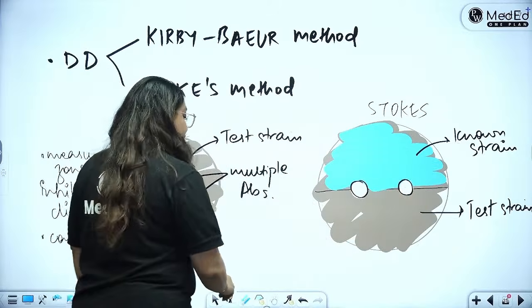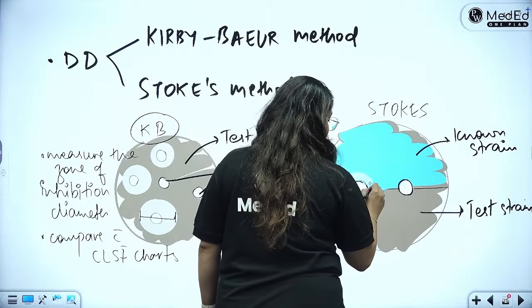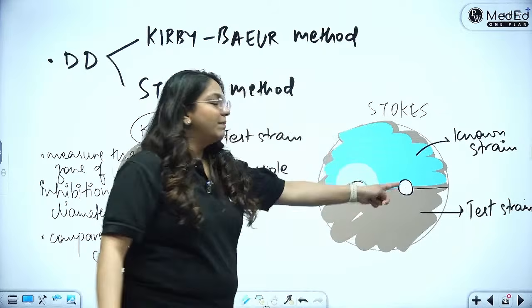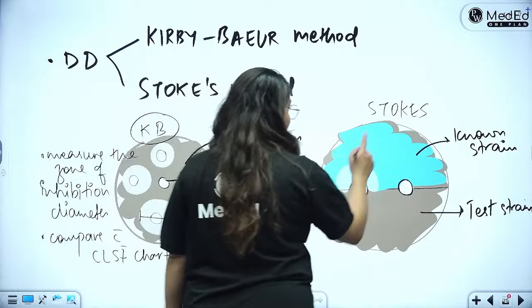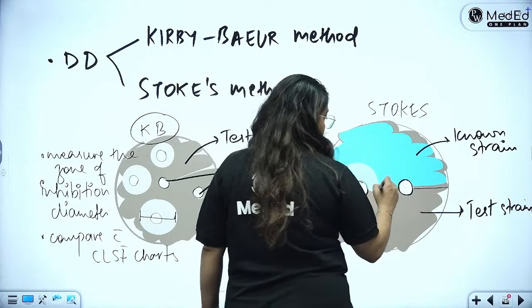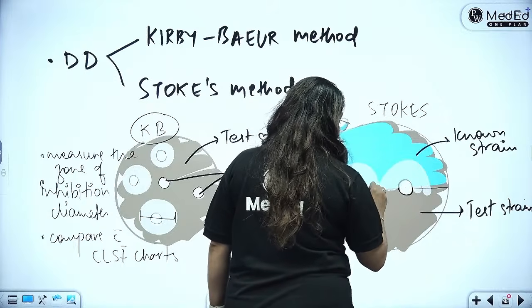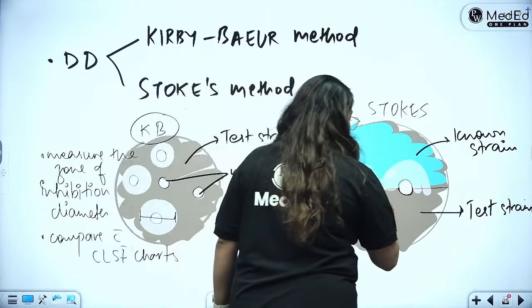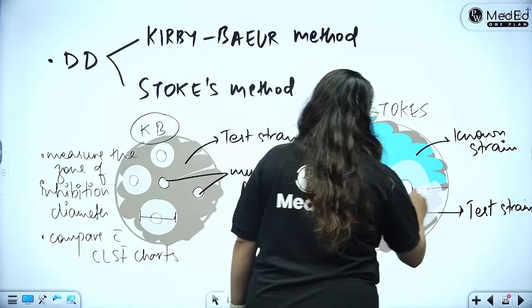So suppose I know for a fact that my test bacterium is very much sensitive to antibiotic A, but it is resistant to antibiotic B. Now compared to my known strain, if the zone of diameter is smaller for the test strain, I know that this is resistant. But if the zone of diameter is larger for my test strain, then I know that this is sensitive.